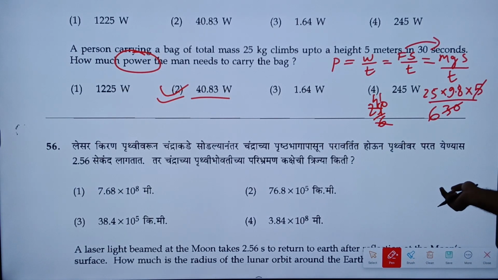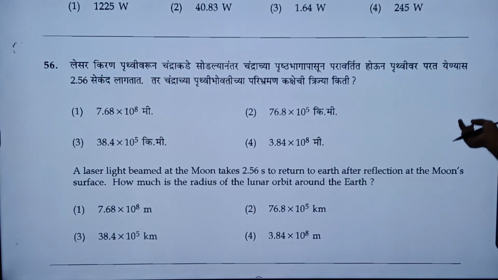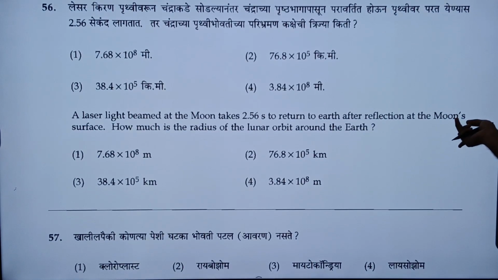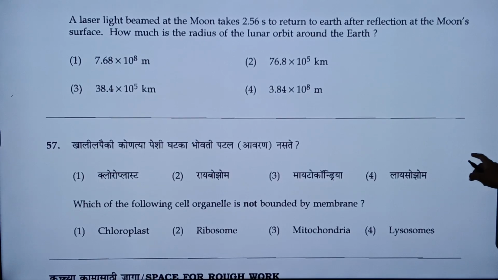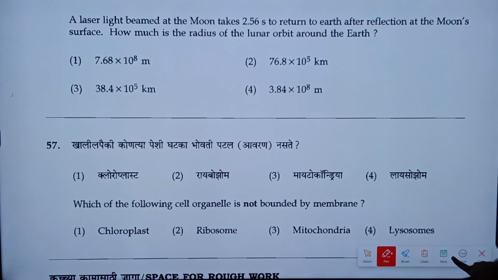Get it? Next question is also from physics. So many numericals are asked. A laser light beam at the moon takes 2.56 seconds to return to Earth after reflecting at the moon's surface. How much is the radius of the lunar orbit around the Earth?